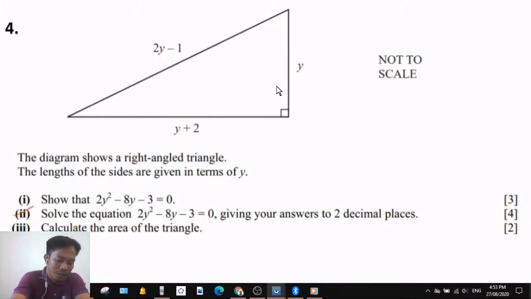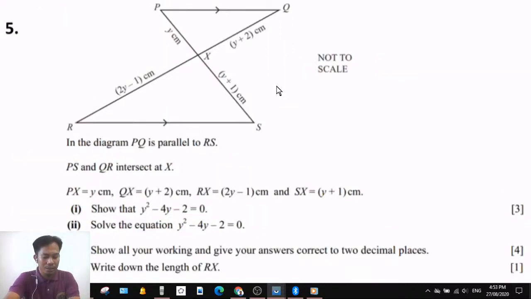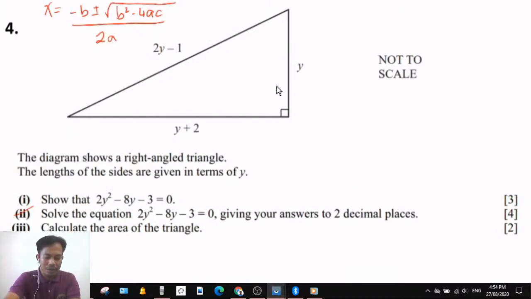Quadratic formula says x is equal to negative b plus or minus square root of b squared minus 4ac divided by 2a. Okay, I'll just change the b. x is equal now to b is negative 8, so it will become positive 8. Okay, I'll do shortcuts.